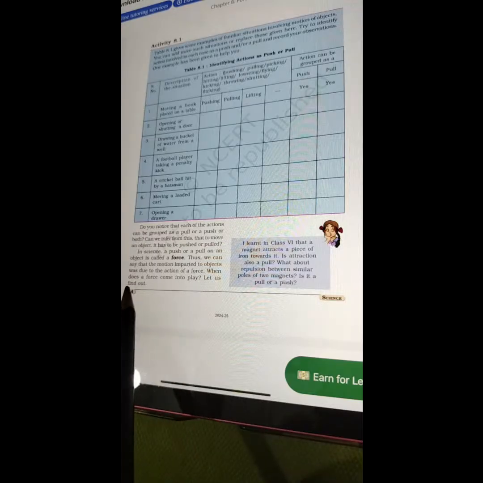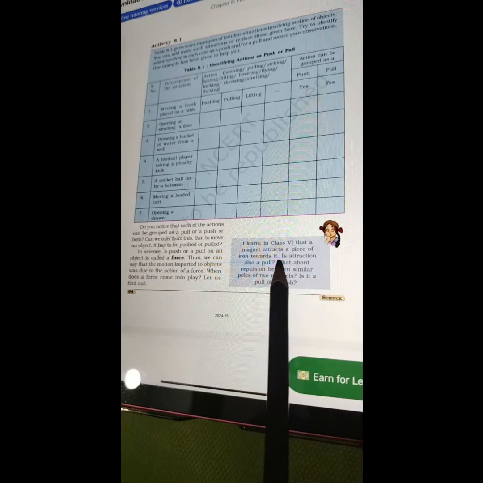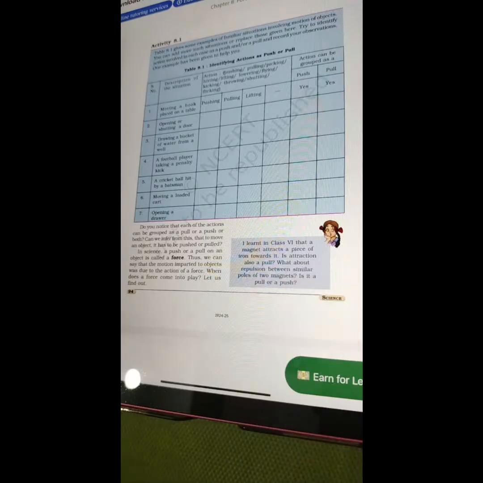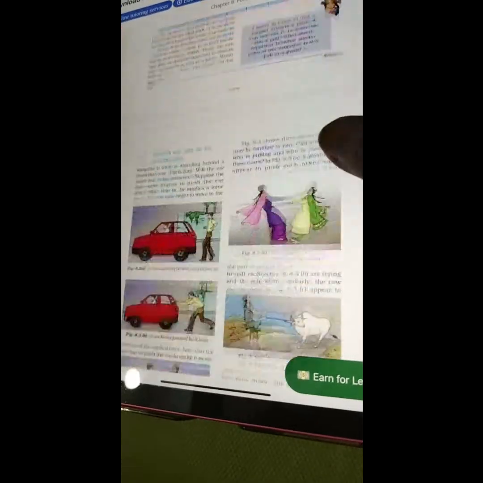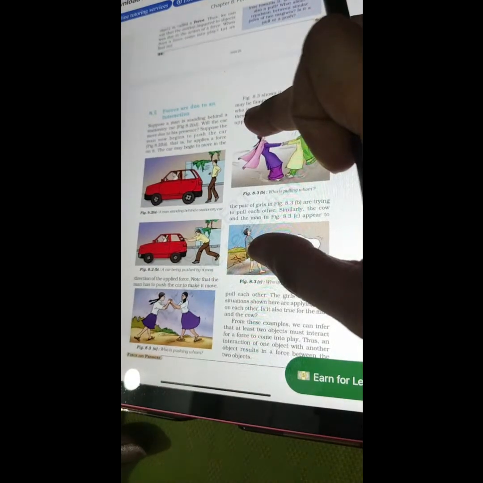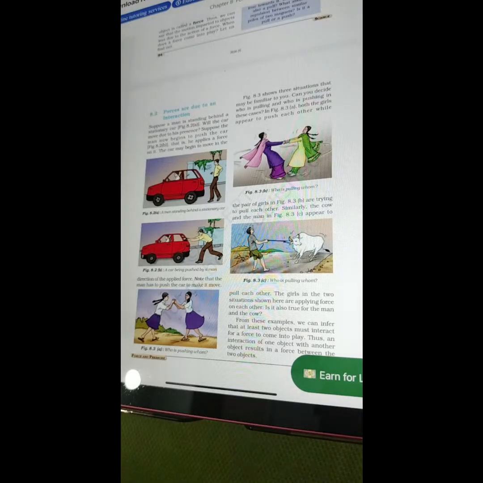When does a force come into play? Let us find out. I learned in class 6 that a magnet attracts a piece of iron towards it. Is attraction also a pull? What about repulsion between similar poles of two magnets? Is it a push or a pull? Now to this side. I hope the page is completely visible to everybody.